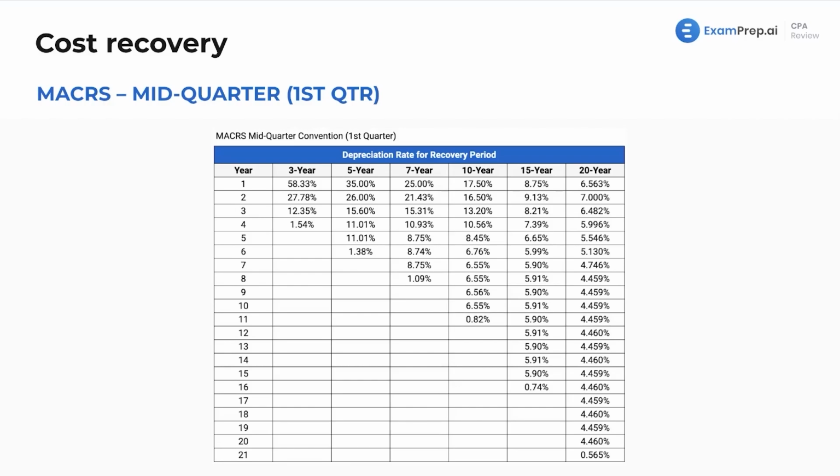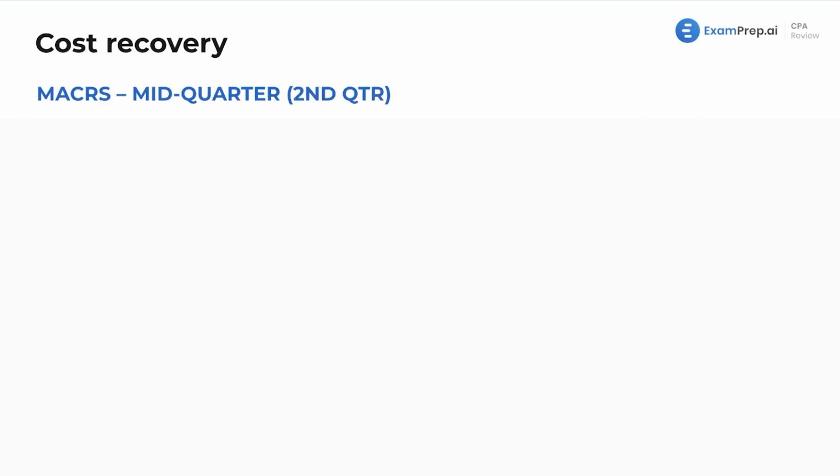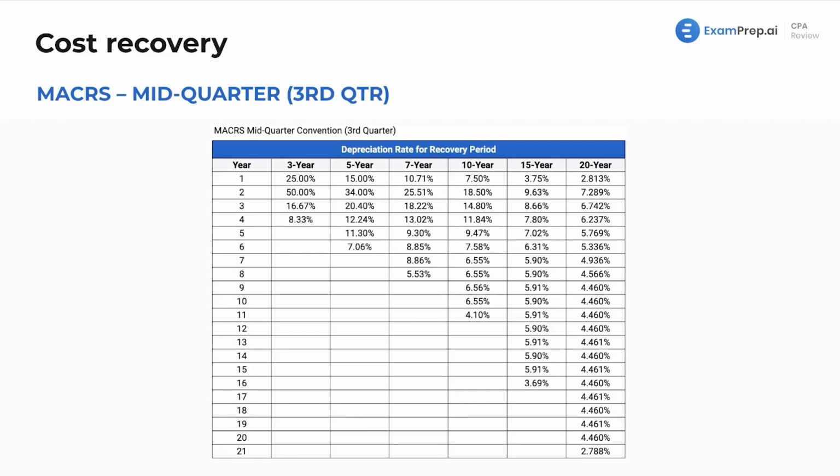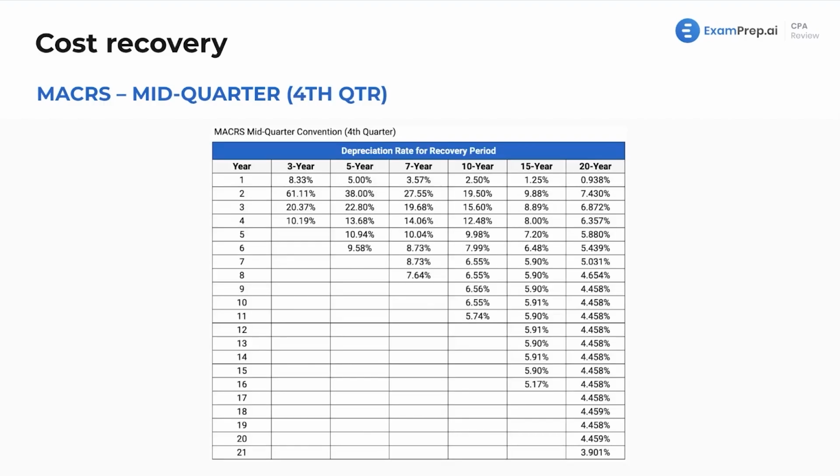Here's the mid-quarter, and this would be if it's placed into service in the first quarter. We get the second quarter, third, fourth, all that good stuff. The fifth quarter, oh wait, that's not how that works. Second quarter, just here for your viewing pleasure. Or I could just start playing a movie. Maybe you'd like that better. A nice comedy would be good. Just taking a look, general familiarity.